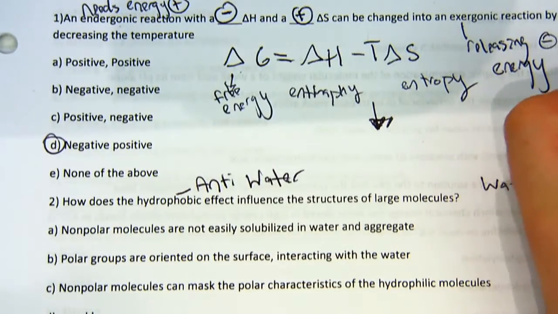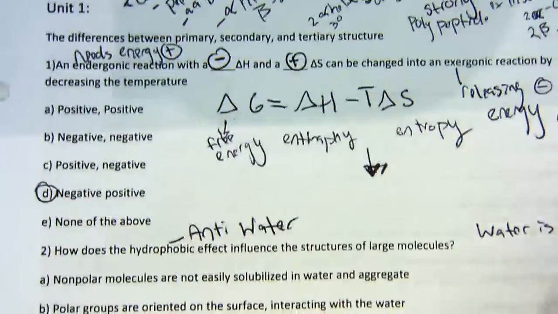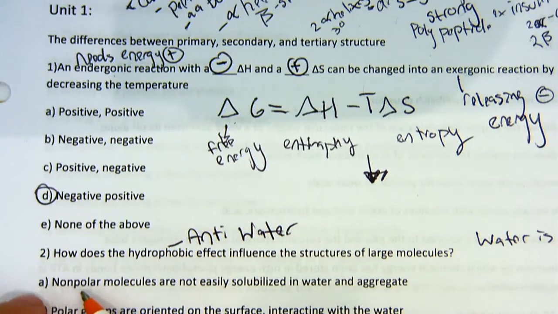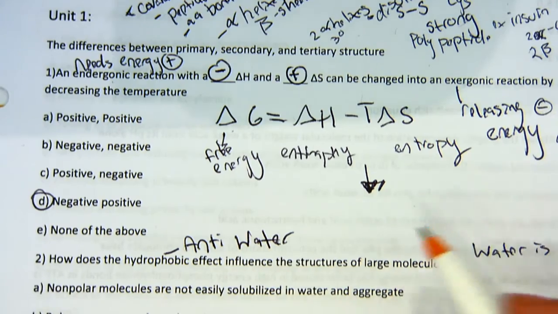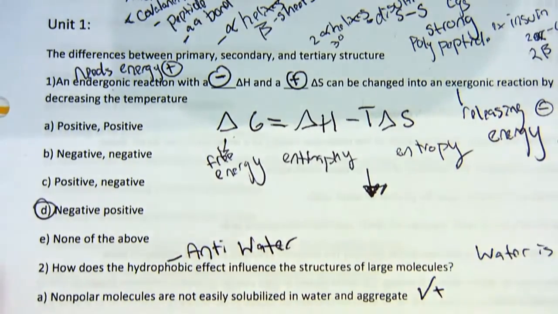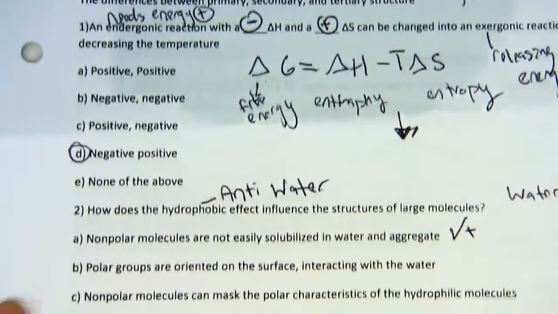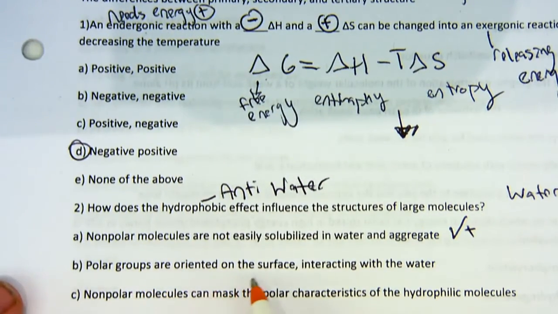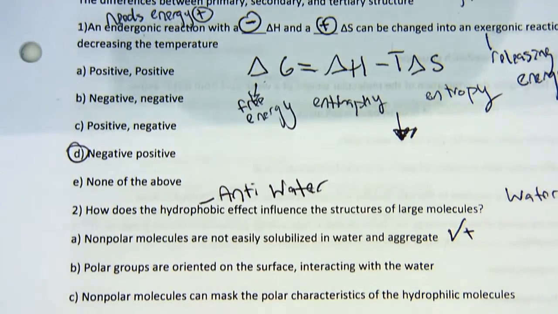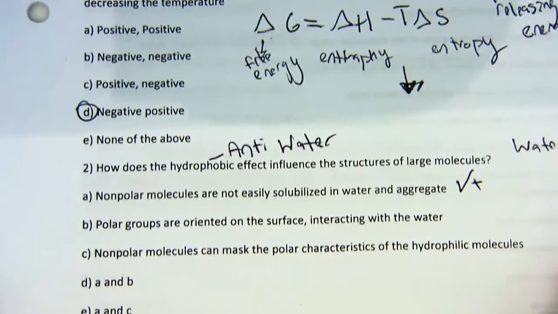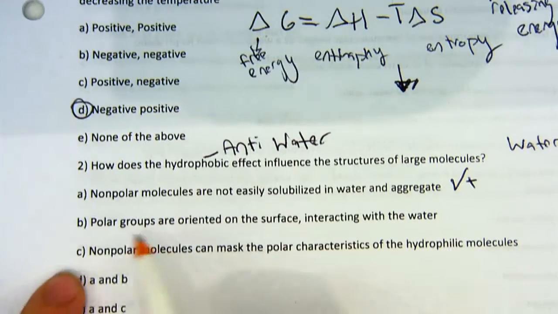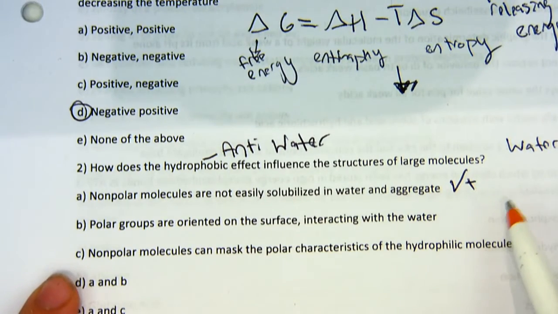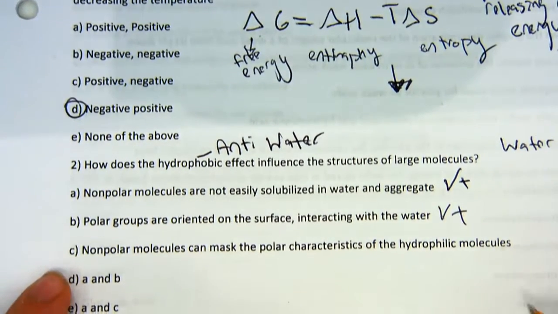Yeah, water is polar. So if water's polar, our first answer choice, nonpolar molecules are not easily solubilized in water and aggregate. Is that true? Yeah, because they're not going to want to be in the water, so they're going to go away. All right, so polar groups are oriented on the surface, interacting with water. If we have like a lipid bilayer, right? What's on the outside of that bilayer? Water, and it's polar, right? So our polar groups are probably going to be facing polar objects, right? So that looks good. So far, so good.